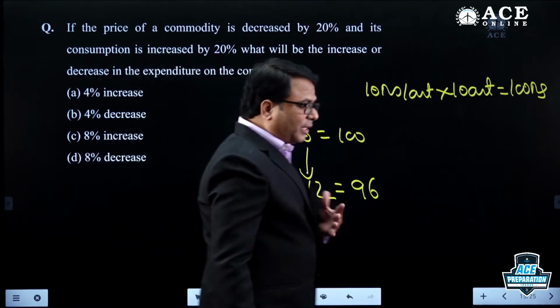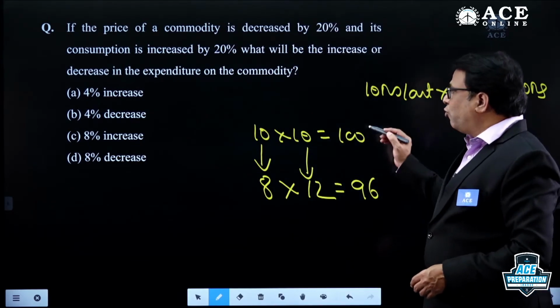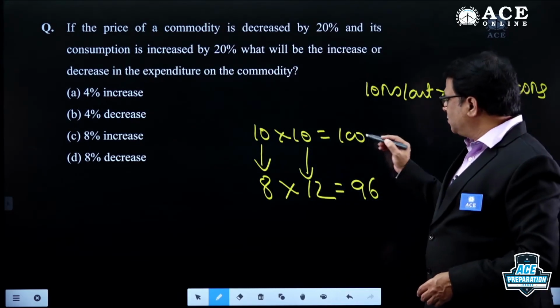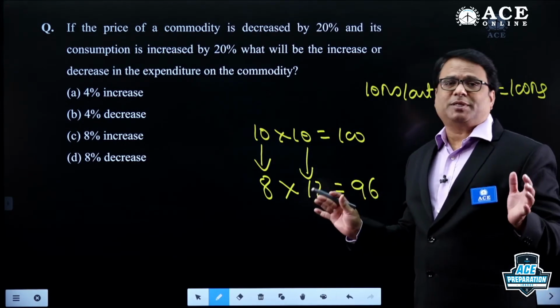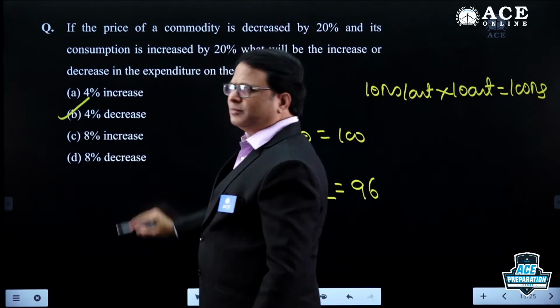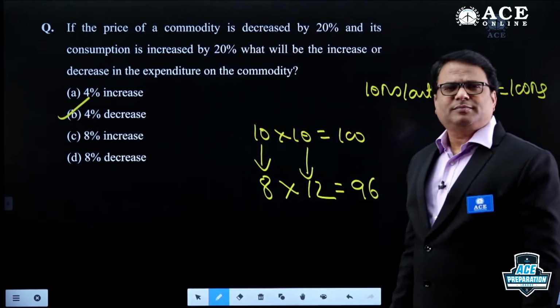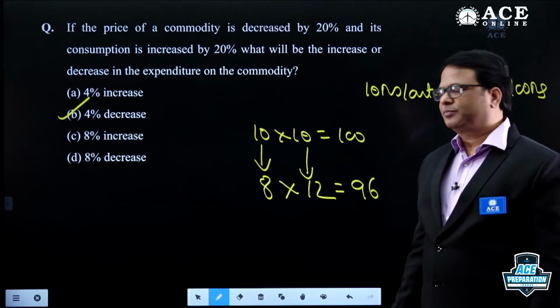So expenditure is not increasing, it is decreasing. And how much is the decrease? 4%. It's very clear. 100 is becoming 96. So that clearly reflects a decrease of 4%. Then we can say a 4% decrease. Right? It's same like the previous model that we have done.